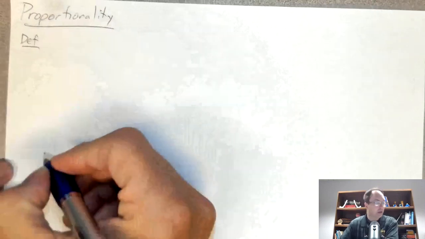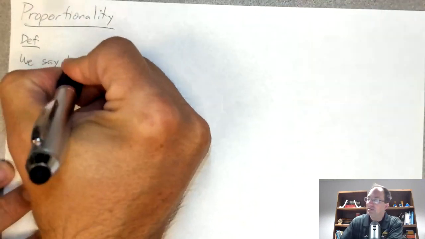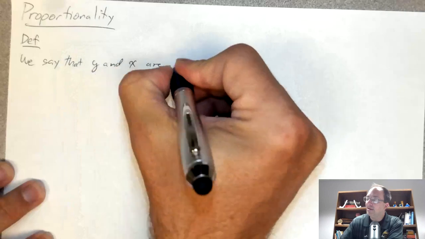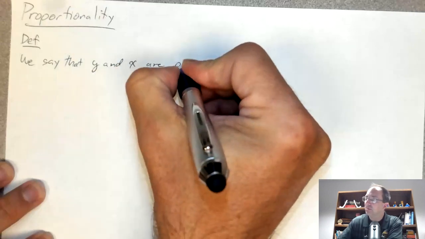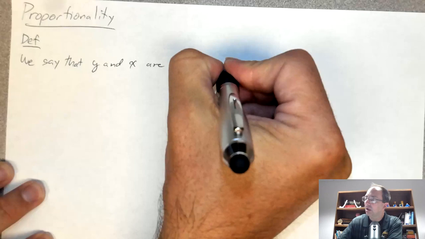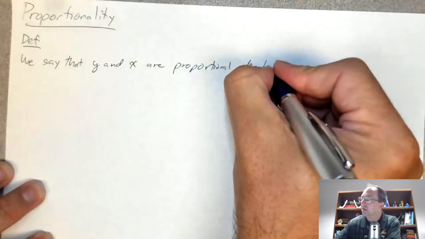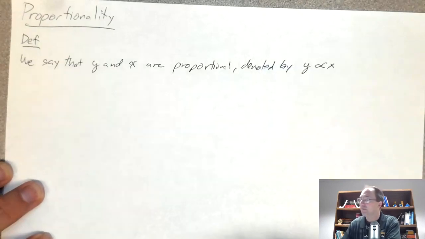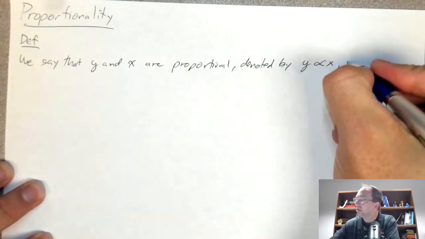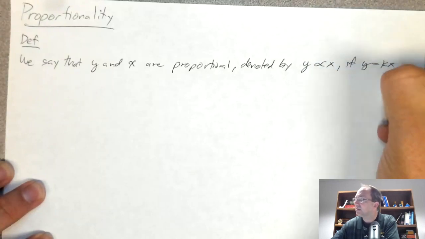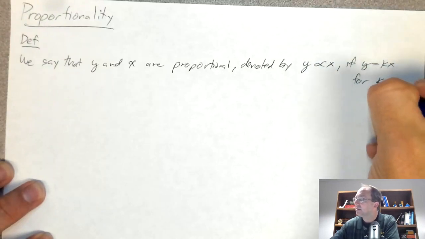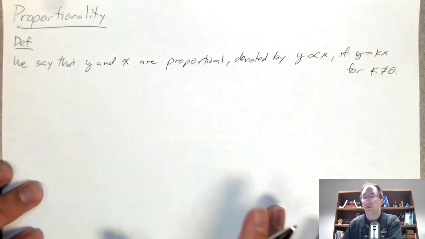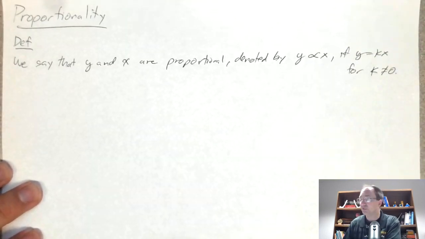So proportionality is basically going to be a linear relationship. And here's the definition. So we say that y and x are proportional, and we're going to denote that by this symbol. Kind of looks like part of an infinity sign. So y is proportional to x if y equals k times x and k is not equal to 0. So it's a linear relationship where the y-intercept is 0, which is an important detail.